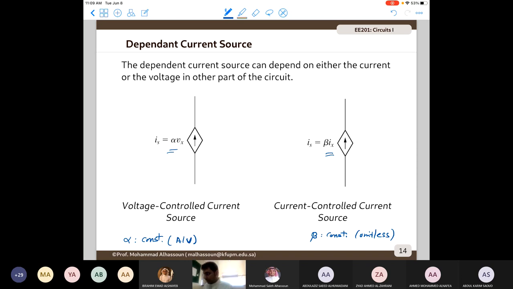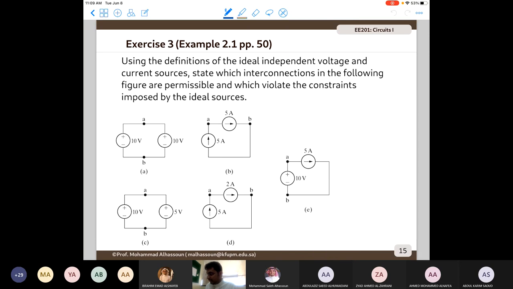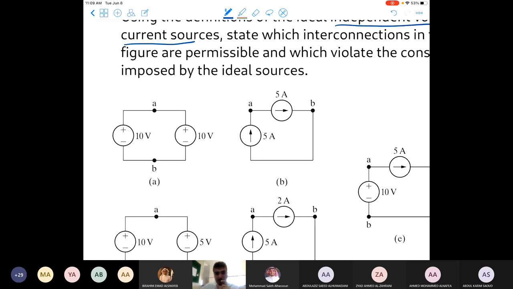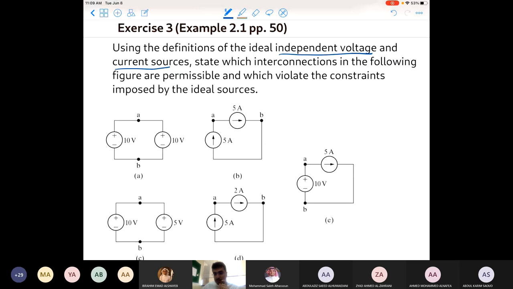Okay, so the second example, let's think about these independent voltage and current sources. We stated that the independent voltage source has a constant voltage between its two terminals, no matter what the voltage is in any other part of the circuit. An independent current source has a constant current, no matter what the voltage is between its two terminals. So we want to see if the connections here make sense or not.